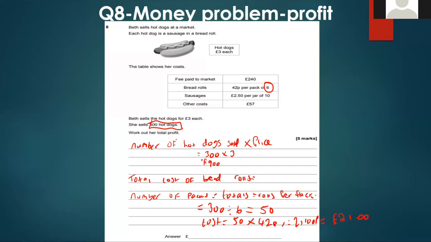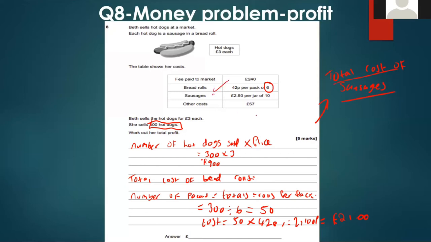But now we need to look at the total cost of sausages. We have to look at everything. So I'm just going to write this part up here: total cost of sausages. Can you see I'm doing this in a very systematic way, which means I'm going in order of each one. I'm working out that I've got to buy how many they sold. I've now looked at the amount of bread rolls.